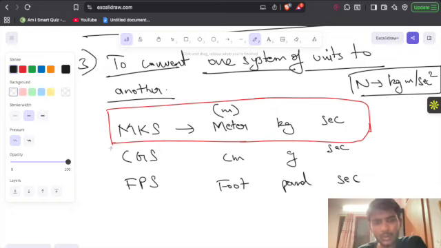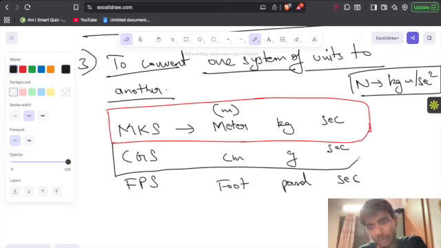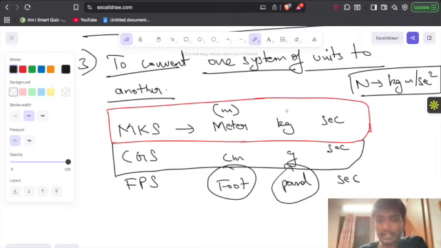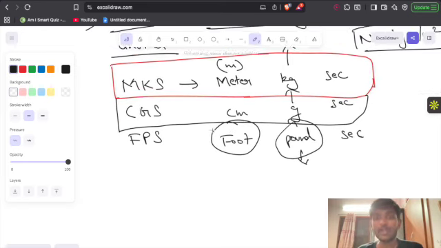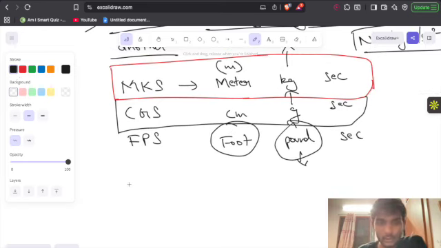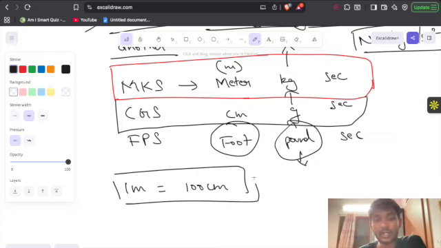But there are some people who will be using the CGS system of units for their own purposes, and you also have foot, pound, and second. So basically, you can tell your weight in terms of kg. You can tell your weight in terms of gram. You can also tell your weight in terms of pound. It depends on the use case and where you want to use these different systems of units. And you also have these conversion factors. So you know 1 meter is equal to 100 centimeter. You know how to convert these units from one system to another.